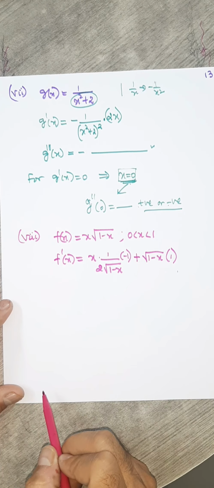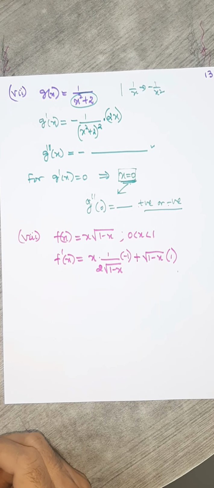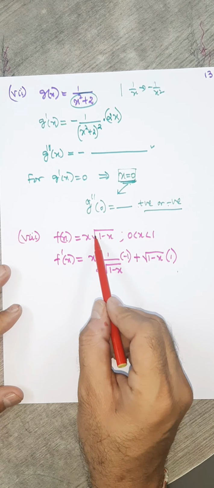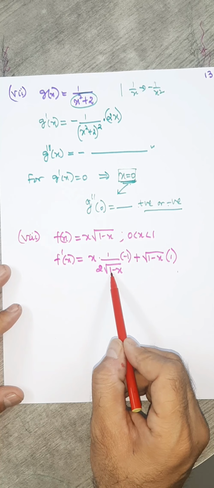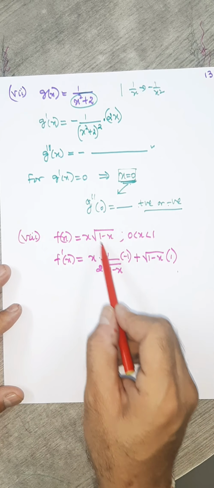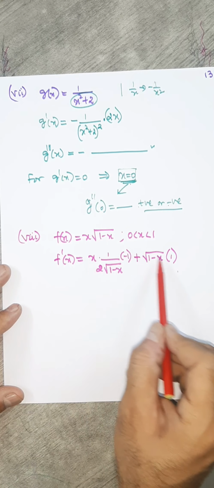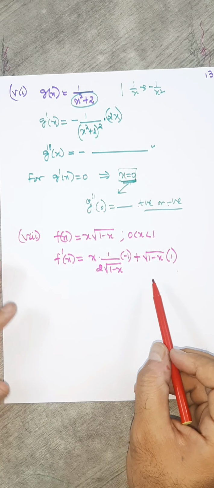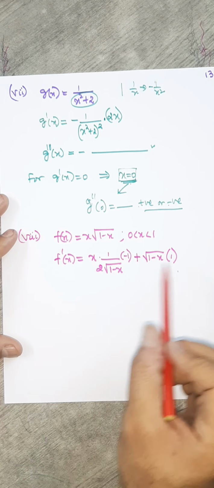What I did, I've used the product rule. I repeat: x as it is, times the differentiation of the root, 1 upon 2 root 1 minus x into minus 1, plus root 1 minus x as it is, times the differentiation of x, which is 1.